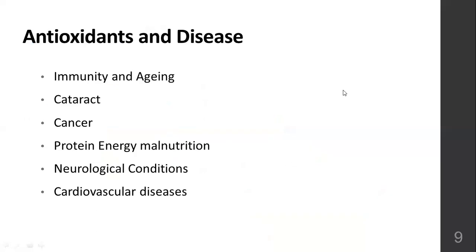Coming to antioxidants and disease, immunity and aging. The body has a very complex defense system. In the chapter on immunity, we have discussed this in detail in one of the Wednesday classes. Active immunity, passive immunity, different forms of immunity we have discussed.